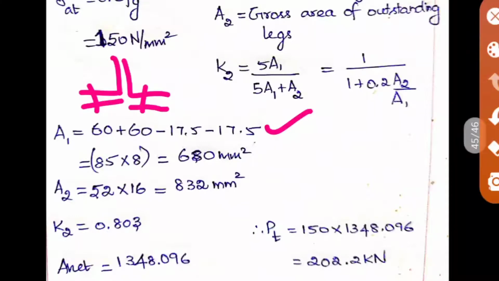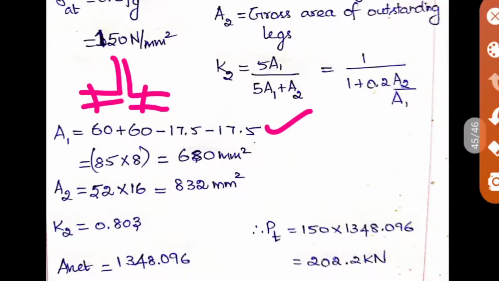This we have already studied in the rivet lecture. Okay. So when the diameter is less than 25 mm, 1.5 mm is necessary to be added. So here it is 17.5. So when you subtract both, you will be getting 85 mm as your length, and into its thickness 8, so you will be getting the area as 680 mm square.